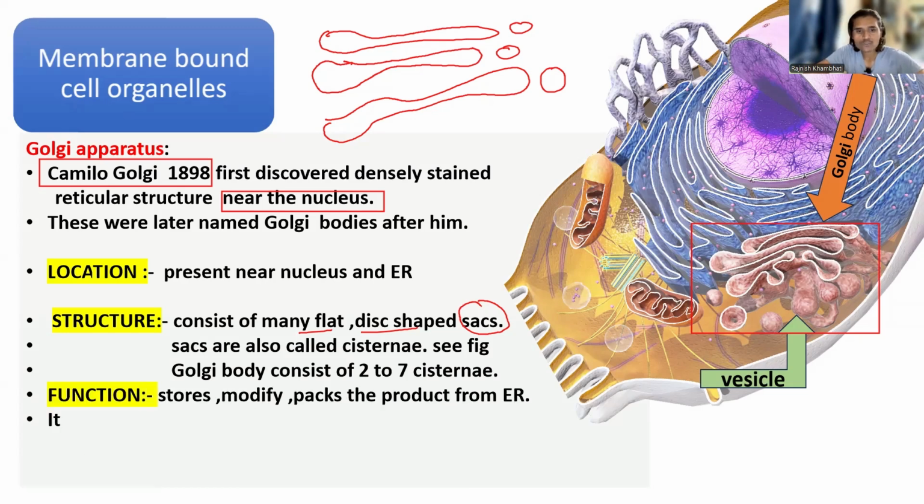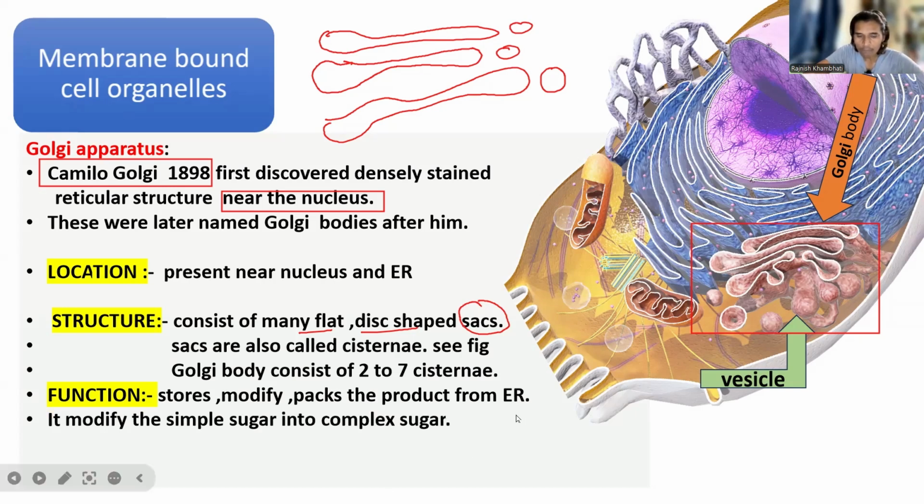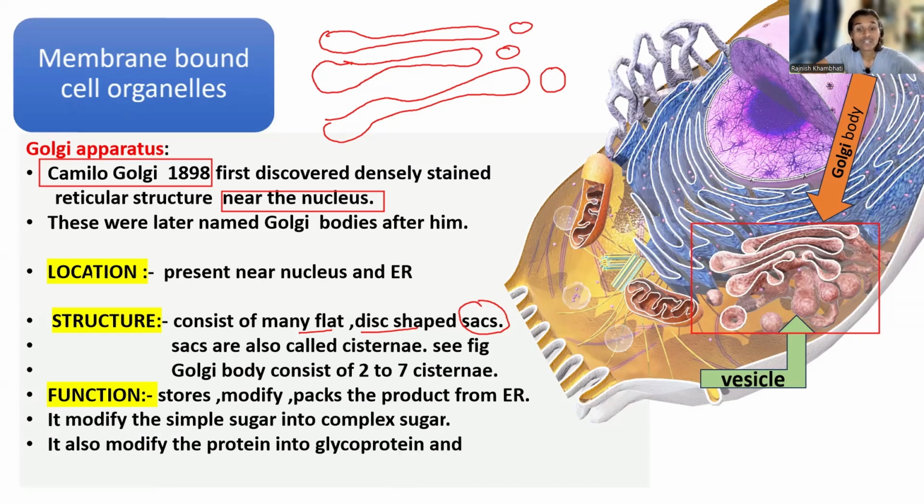The function of the Golgi body is to store, modify, and pack the products from the endoplasmic reticulum. Okay, what is made by the endoplasmic reticulum? Endoplasmic reticulum will make proteins, hormones and lipids. So these things are modified, packed and stored by the Golgi body. It modifies simple sugar into complex sugar. It also modifies protein into glycoprotein and lipid into glycolipid.